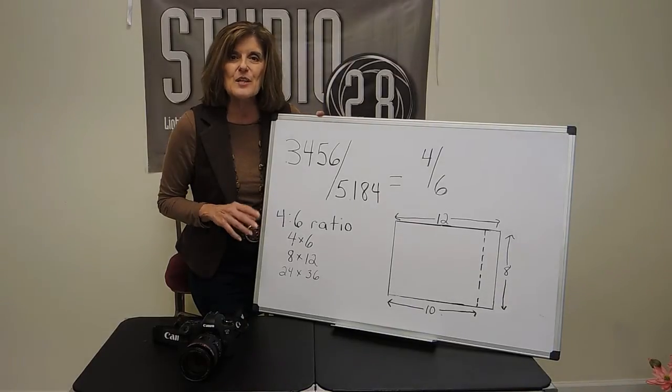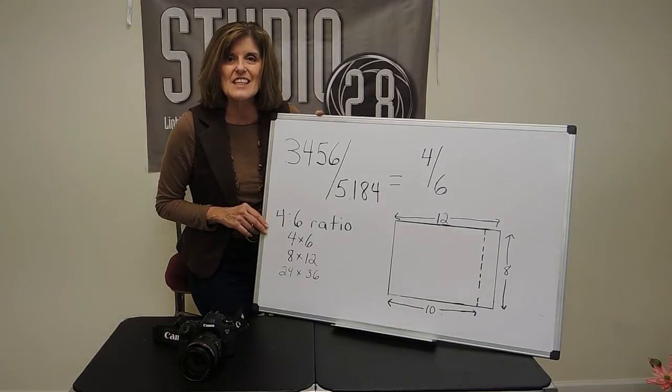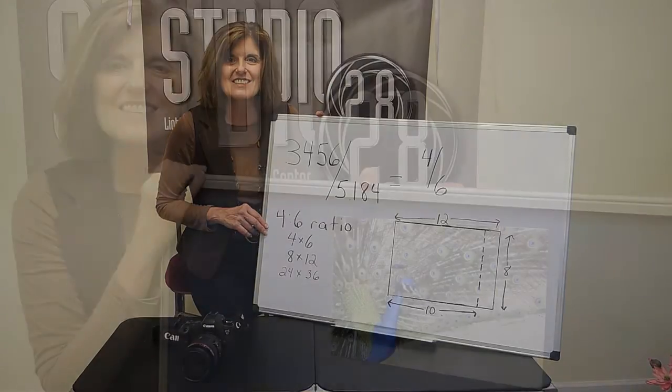Next, I'm going to show you a real image that is sized 8 by 12. So here is an 8 by 12 photograph. I took this picture of the peacock a couple years ago at a local zoo, and it was taken with my camera that has a 4 by 6 camera ratio, so it made a perfect 8 by 12 print without any loss of the image.